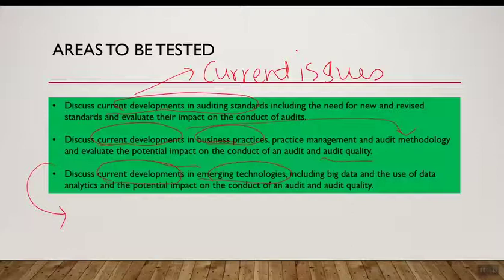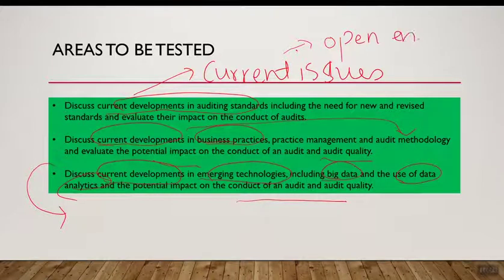There's a lot of what we call software used to perform audit. But you may also need to know new technological terms like big data, the use of data analytics, and how it impacts audit and audit quality as well. So this is quite open-ended and not easy to detect or even predict whether it's coming out in exams.